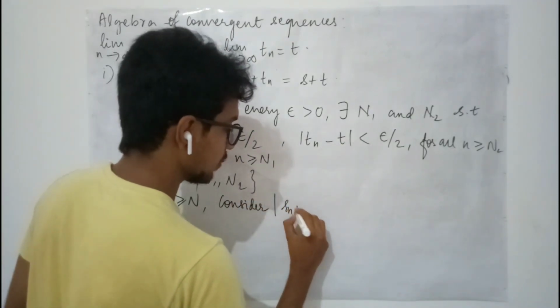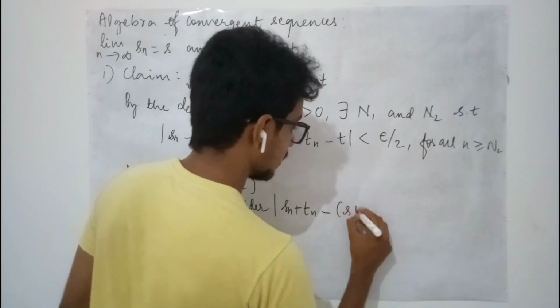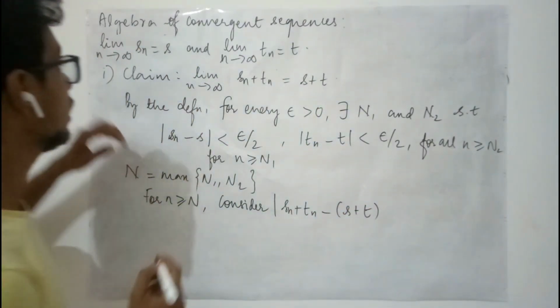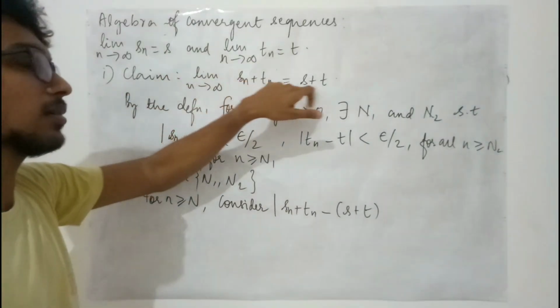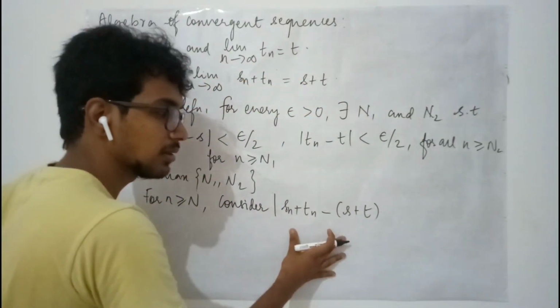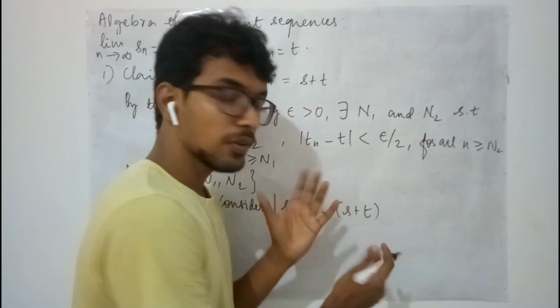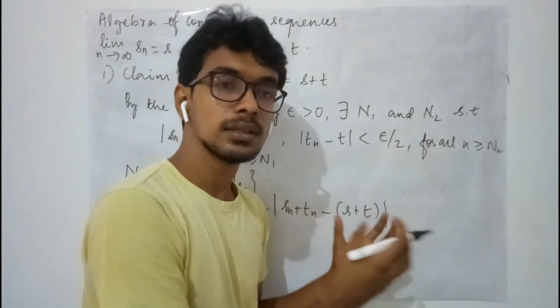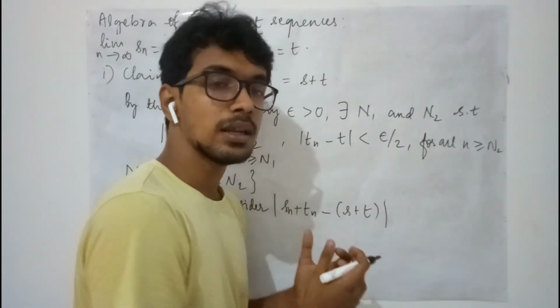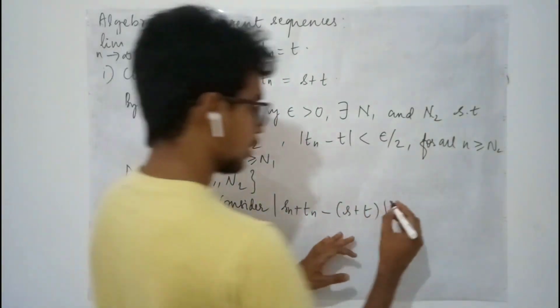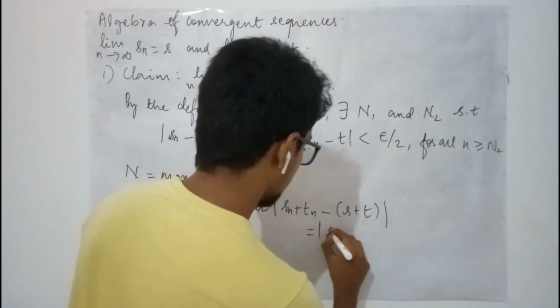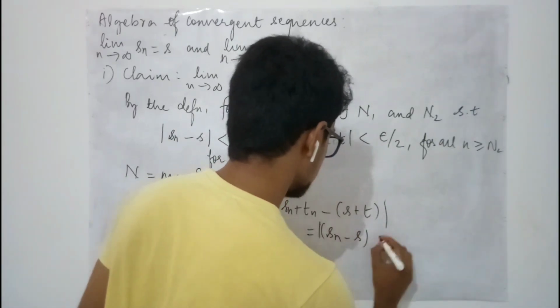absolute of Sn plus Tn minus S plus T. Because we are trying to prove that the limit as n goes to infinity of Sn plus Tn is S plus T, for which we need to consider this one, and we have to prove that the difference between these two quantities is negligible. That is what we are going to prove. Now let me combine these things in this fashion.